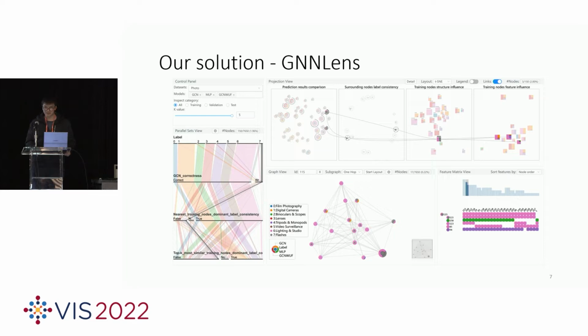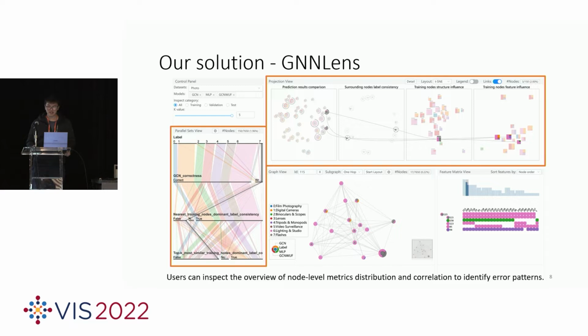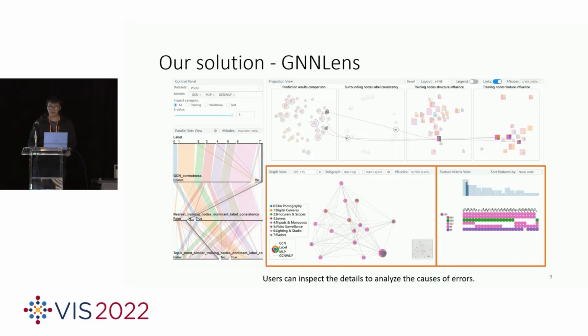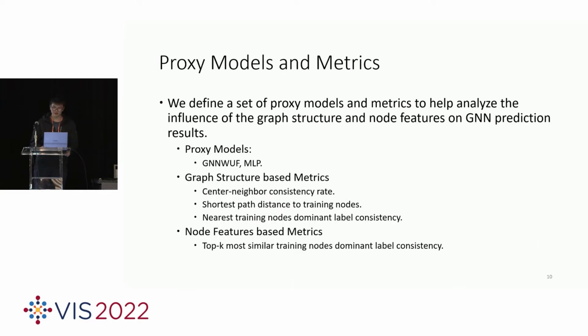To address these limitations, we provide a visual analytics system, GNN Lens, to assist model developers and users in the identification of error patterns by enabling users to inspect the overview of low-level metric distribution and correlation. Users can further analyze the causes of errors by inspecting the details of graph structure and node feature information.